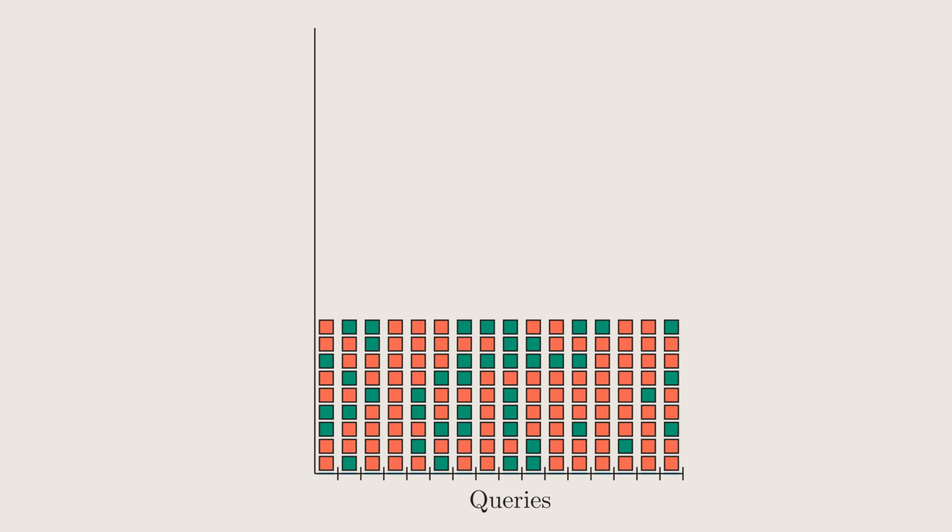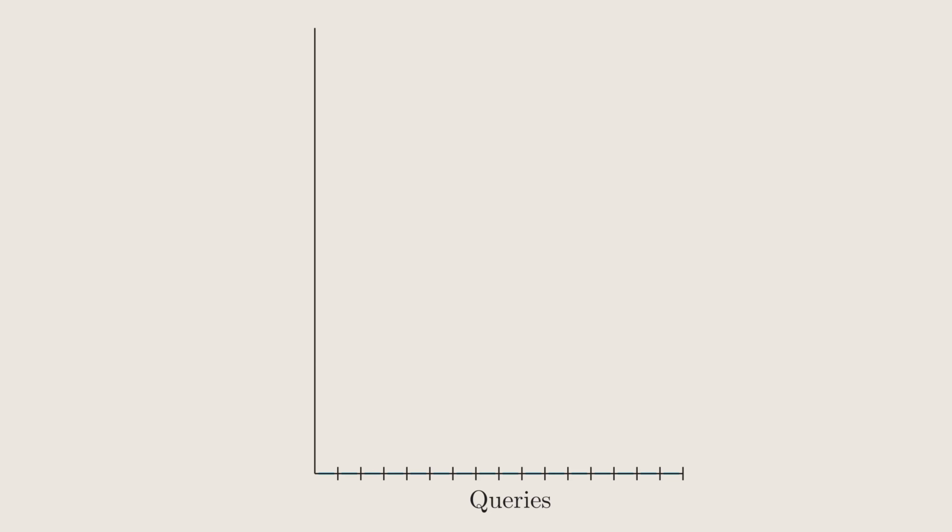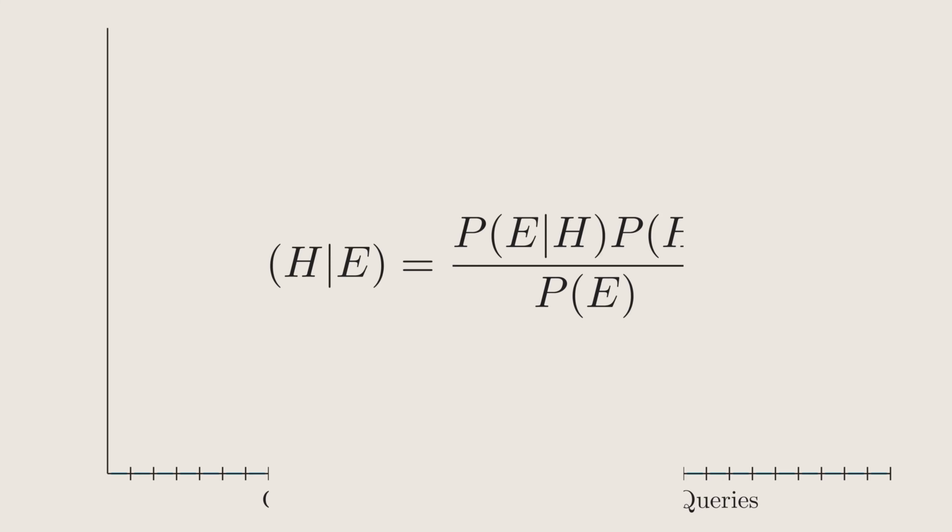Well, I have some good news and some other news. The good news is that this can be done. The other news is that it involves math. Specifically, it involves a very famous result from probability theory known as Bayes' theorem. Bayes' theorem looks like this.